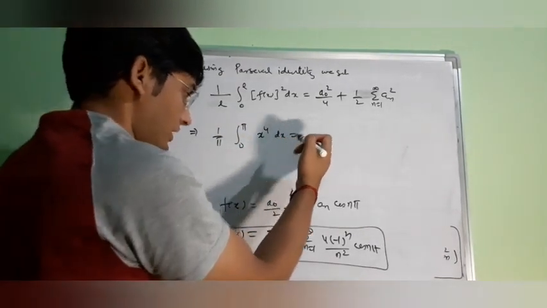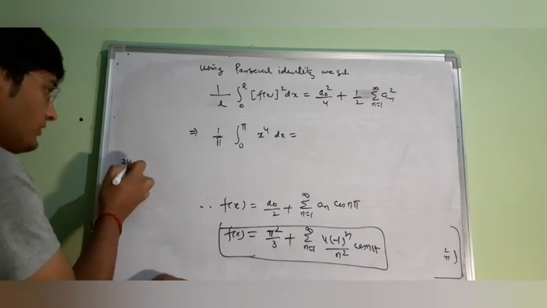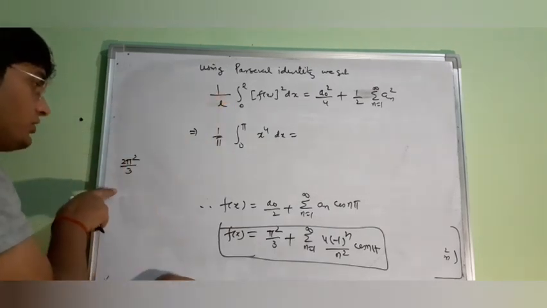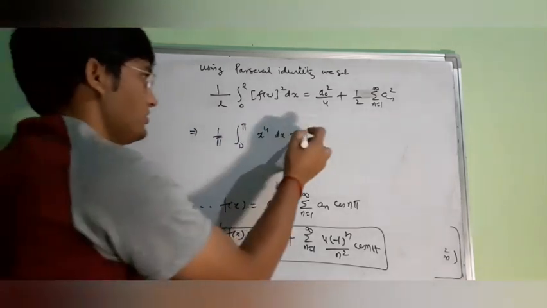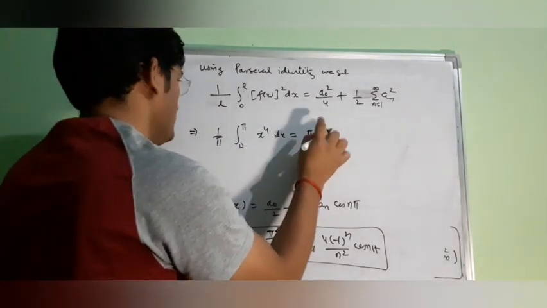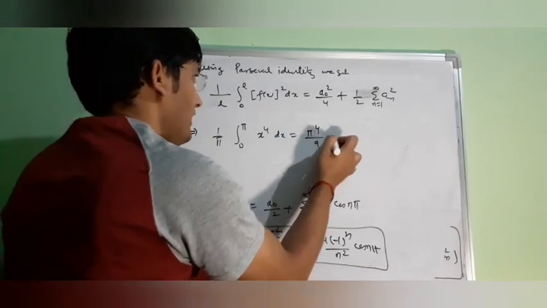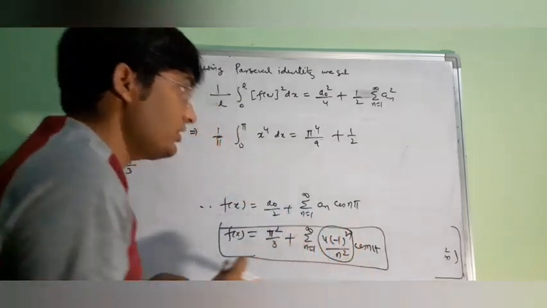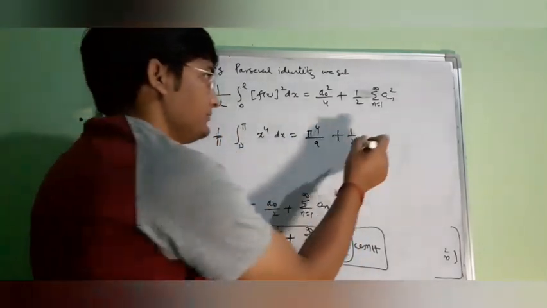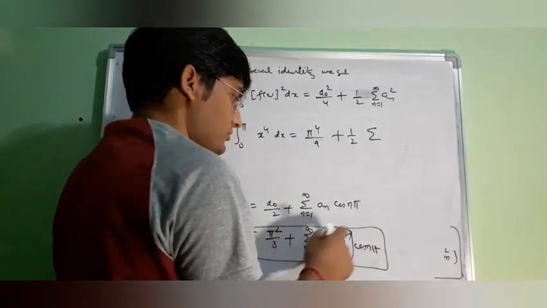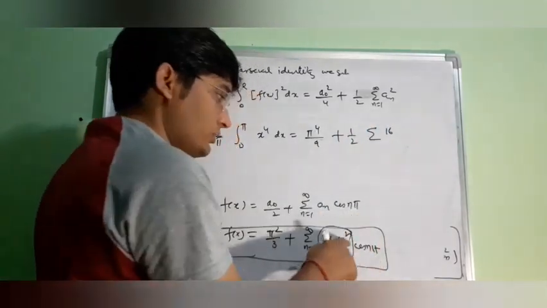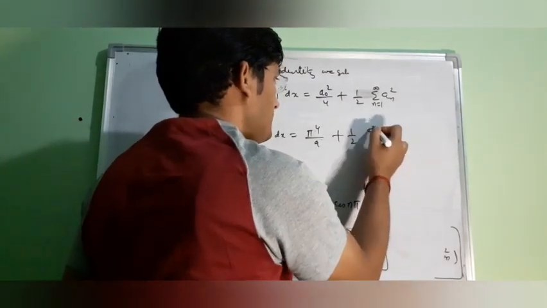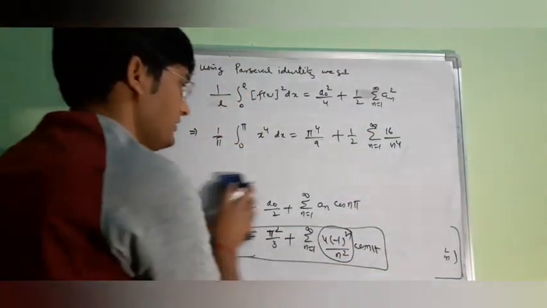dx. Now a0 was 2 pi square by 3, so a0 square will be 4 pi square by 9. Sorry, pi power 4 upon 9. And this term was our a_n, so the whole square of this term will be 16, (minus 1) power 2n means plus 1, divided by n power 4. And the summation will be from 1 to infinity.